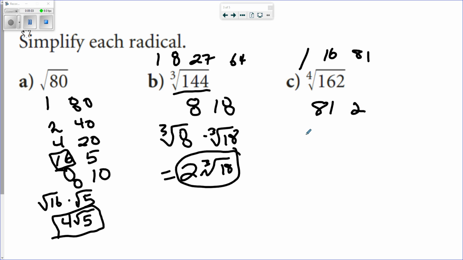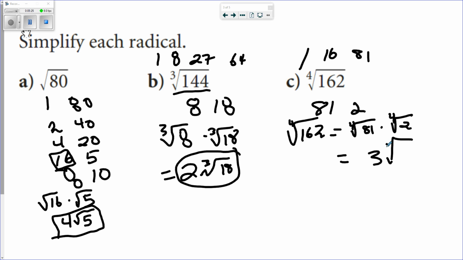So we can rewrite the fourth root of 162 as equal to the fourth root of 81 times the fourth root of 2. And we know the fourth root of 81 is 3, and we're left with the fourth root of 2.